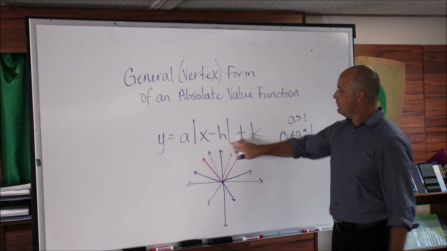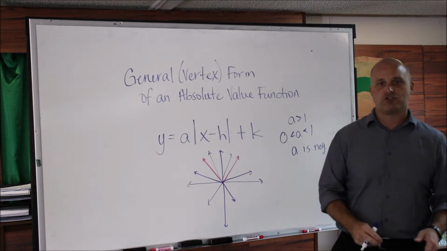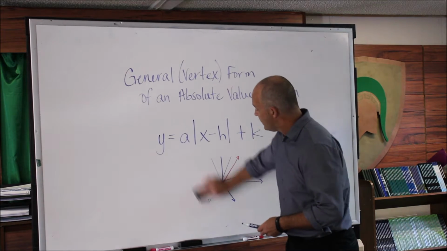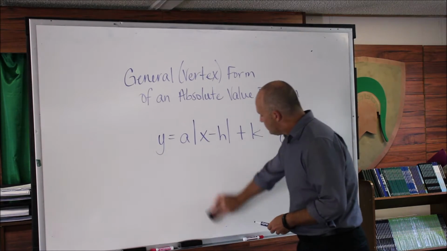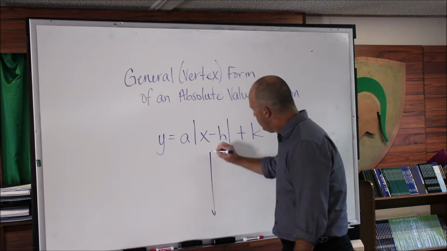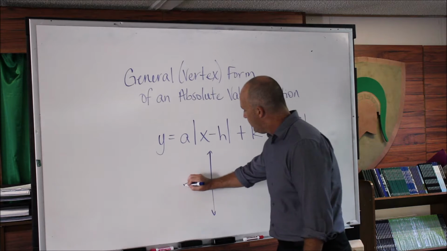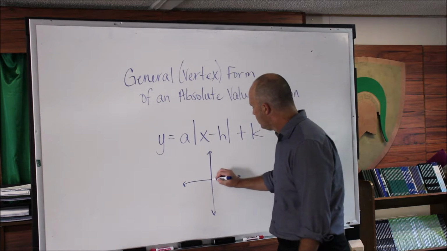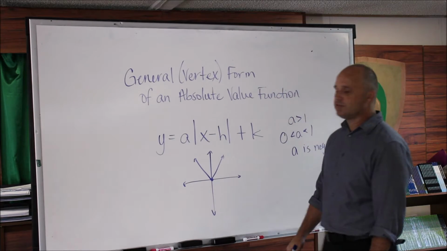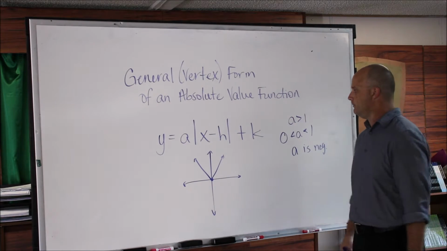Now your h value and your k value, that's what's going to control where your graph is going to go, or where your vertex is going to be located. So what we're going to do is I'll go ahead and put up a new graph here and show you what would happen with specific points. So this right here is what we call our parent function. Okay, it starts at 0, 0, and it has an a value of 1.